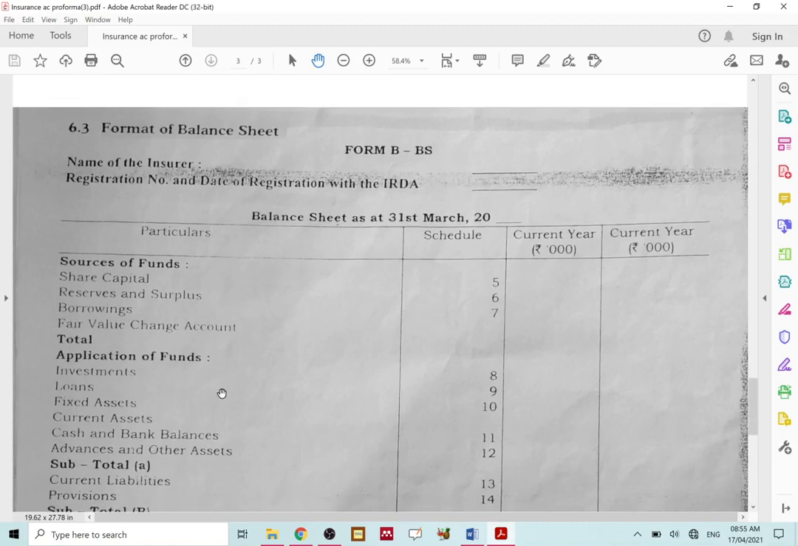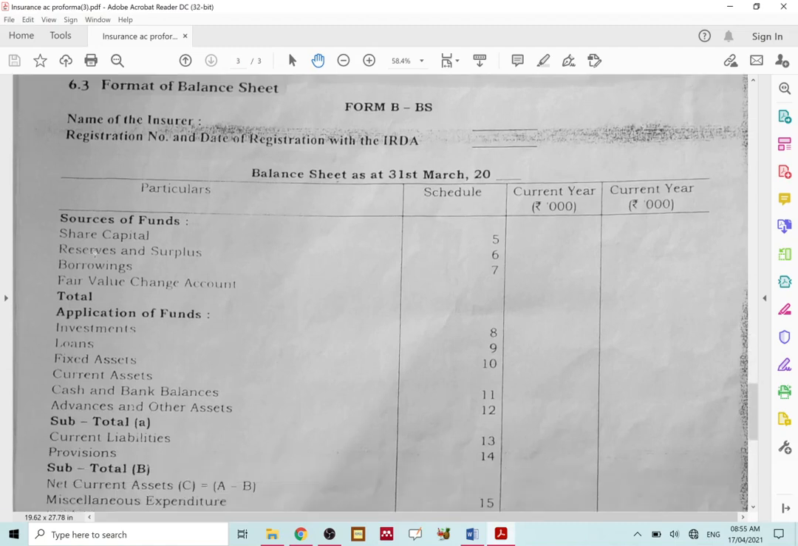Now this is where the investment reserve calculation will come into the picture. There is the fair value change account. Now what does this mean? We have something called the fair value of assets or any investment that we hold in our business. Now what does this fair value mean? It means that at any point of time, if you try to sell your investments or your assets in the market, what will be the value that you will get for it?